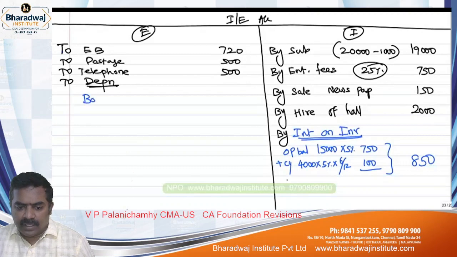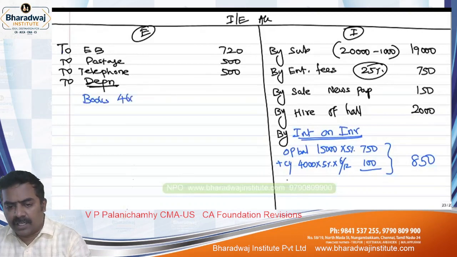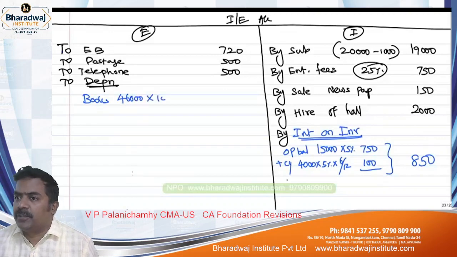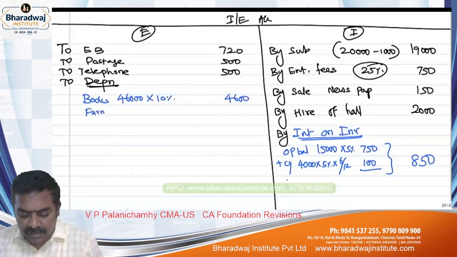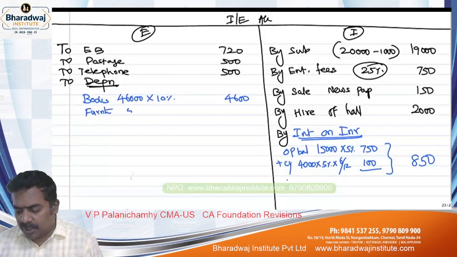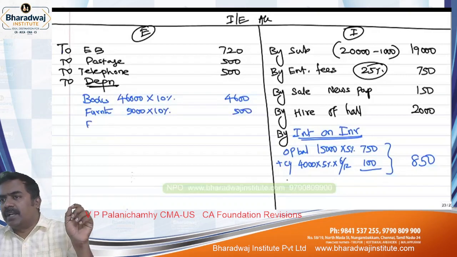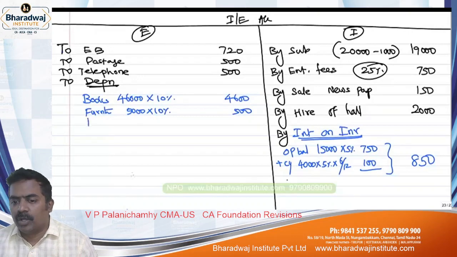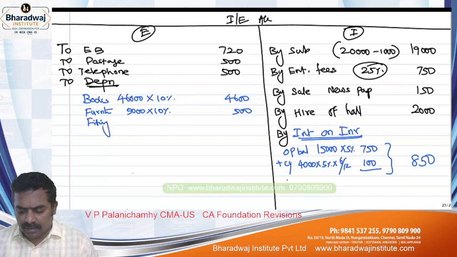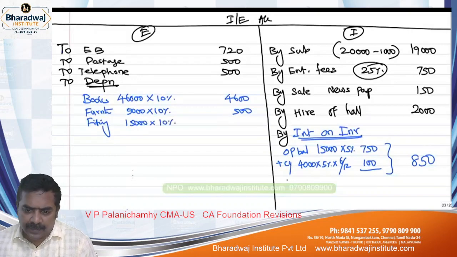depreciation on books will come. Depreciation on books, already see at the balance sheet level, 40,000 plus 6,000, both are eligible for full depreciation. Opening balance 40,000, on the payment side purchase 6,000, 46,000 into 10%. Depreciation on furniture 5,000 into 10%, 500. Understood books? Opening balance 40 plus purchase, when did we purchase, 1st January we purchased, whole year depreciation. Then depreciation on electrical fittings, how much percentage, 15,000 into 10%, 1,500.